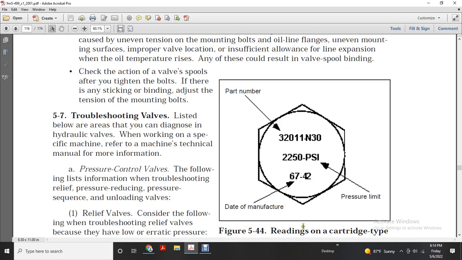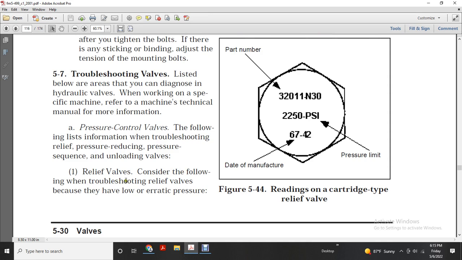Alright, it's figure 544. It shows the reading of the cartridge type, the date of the manufacturer, the pressure limit and the part number. There's a table of troubleshooting for valves listed below. For the diagram of a hydraulic valve on a specific machine, refer to the machine technical manual for more information. Pressure control valve: the following is a list of information for troubleshooting the relief, pressure reducing, sequence, and unloading valves.